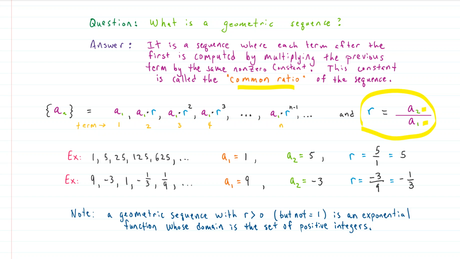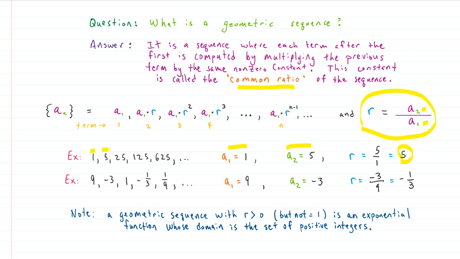If we look at an example, we have 1, 5, 25, 125, and 625, and it keeps going on. The first term of the sequence is 1, and the second term is 5. So if we create our common ratio, 5 over 1 gives us just 5. If you notice, 1 times 5 is 5, 5 times 5 is 25, 25 times 5 is 125. So each term after the first is created by multiplying the previous term by 5.